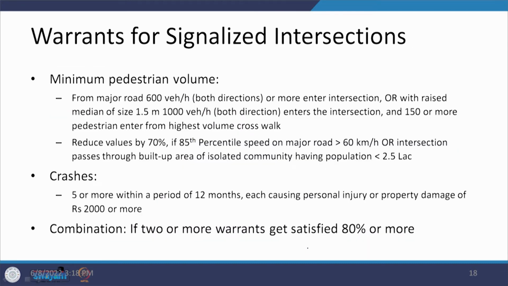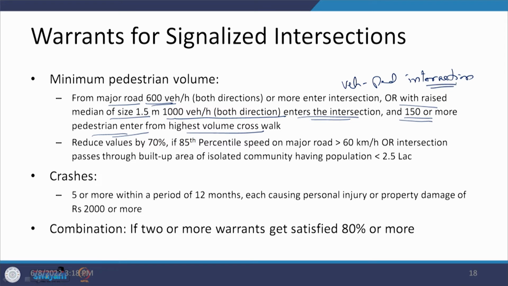Now comes pedestrian volume. What it says is, on a major road, if the traffic is 600 vehicles per hour, both directions, or there is a raised median of size 1.5 meters with 1000 vehicles per hour both directions entering the intersection, in that case, along with 150 or more pedestrians coming from the highest volume crosswalks, if these two combinations are there, that means we are talking about a vehicle and pedestrian interaction. So, both volumes are being taken into consideration.